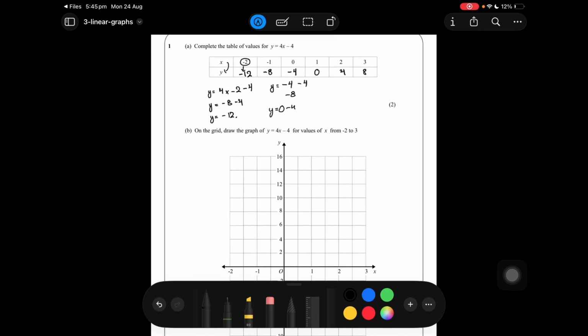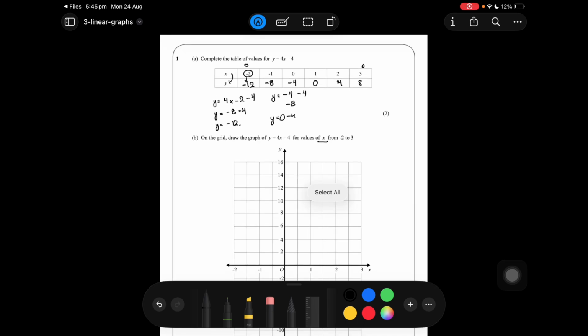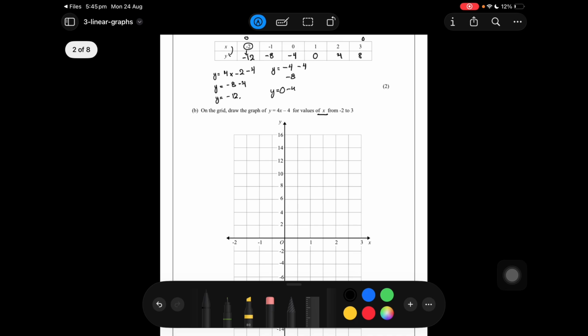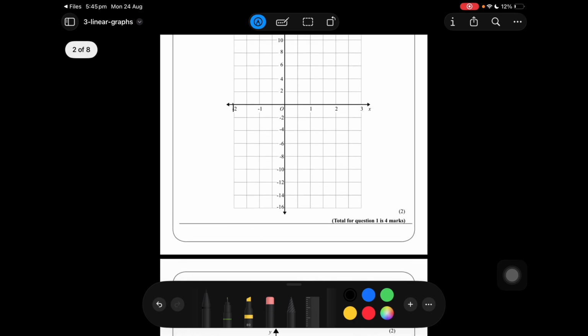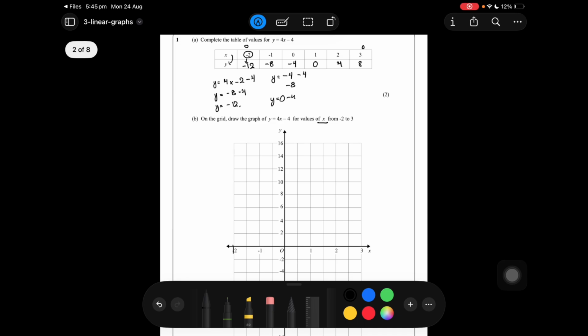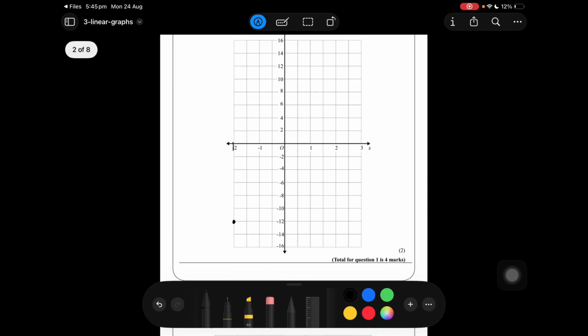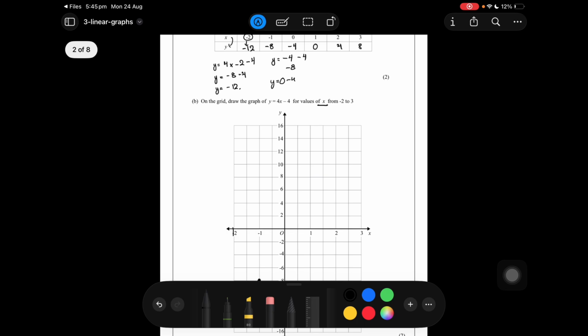Now we have to draw the values of x from negative 2 to 3. So now we have our x values. We have to plot the first value. So negative 2 is over here for the x-axis, and negative 12, which is down here. So this is our first point. Our second is negative 1 and negative 8, which is over here. And these always end up in straight lines.